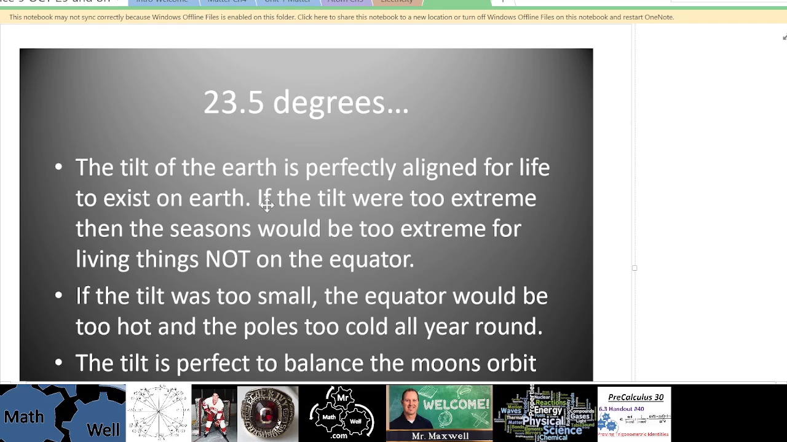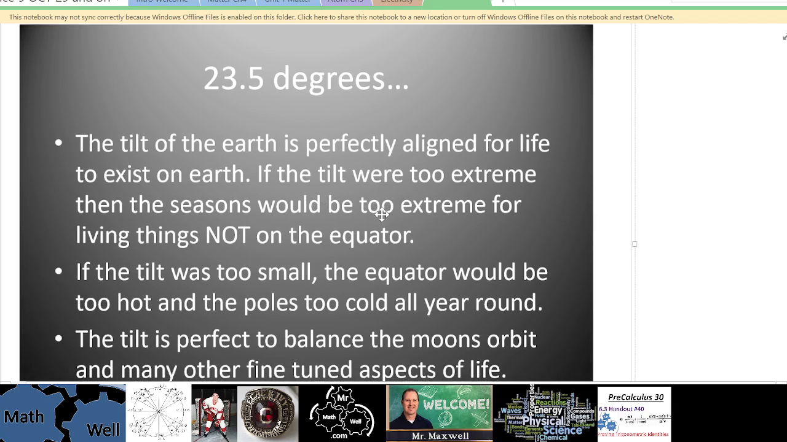But we'll talk about a couple since we're talking about seasons and days and heat and stuff like that. So the tilt of the Earth is perfectly aligned for life to exist on Earth. If the tilt were too extreme, so we were faced too far towards the sun, in a sense, or too far away from the sun, the seasons would be way too extreme for things that were not on the equator. Now, the equator wouldn't change much throughout the year, still wouldn't be comfortable, but think about us in the summertime. It would get a lot hotter in the summertime for us, and a lot colder in the wintertime for us if the tilt was different like that, just even considering hours of sunlight and stuff.